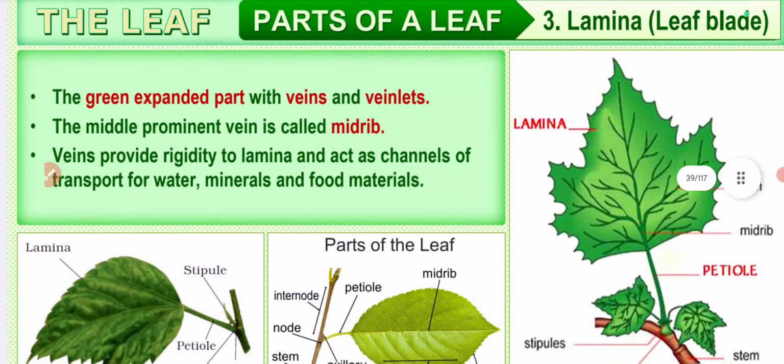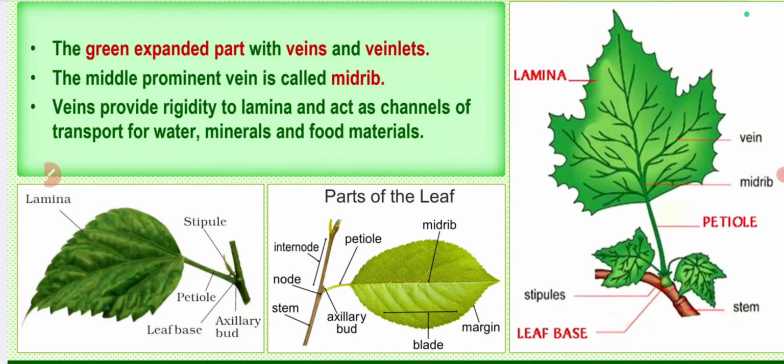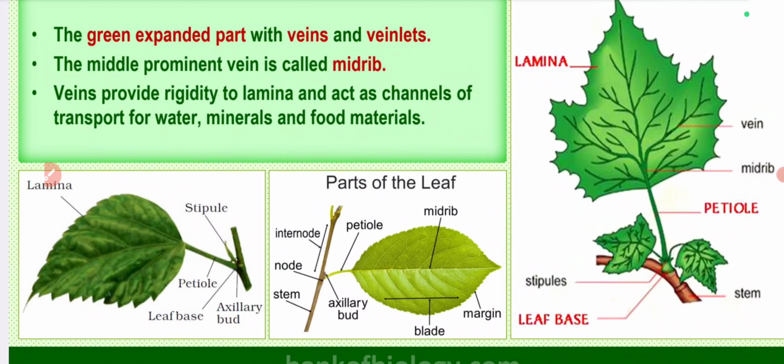Next is lamina or leaf blade. The green expanded part with veins and veinlets is called lamina or leaf blade. The middle prominent vein is called midrib. Veins provide rigidity to the lamina and act as channels of transport of water, minerals and food materials. As labeled here, midrib. Lamina or leaf blade is also labeled here.